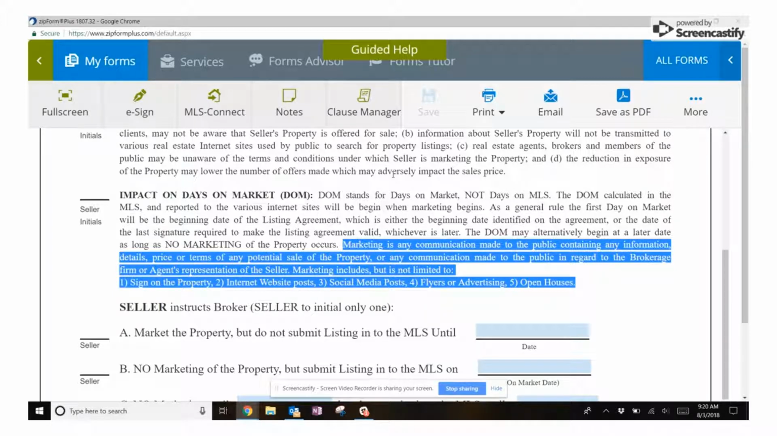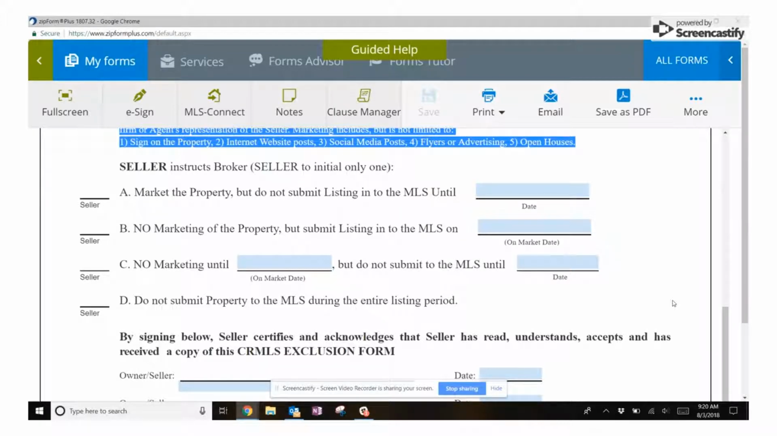Once we've explained these 3 paragraphs to our sellers, now the seller decides what choice they want to do. Very simply, we'll go through these 4 choices. And by the way, this is super simple. So let's go over the 4 choices here. The seller can decide that they want you to market the property, but not input the listing into the MLS until a certain date. While you're marketing the property, however you need to do it, Facebook post, targeted ad, what have you, when you input the listing into the MLS on this particular date, then the DOM is determined from the time that you took the listing agreement.